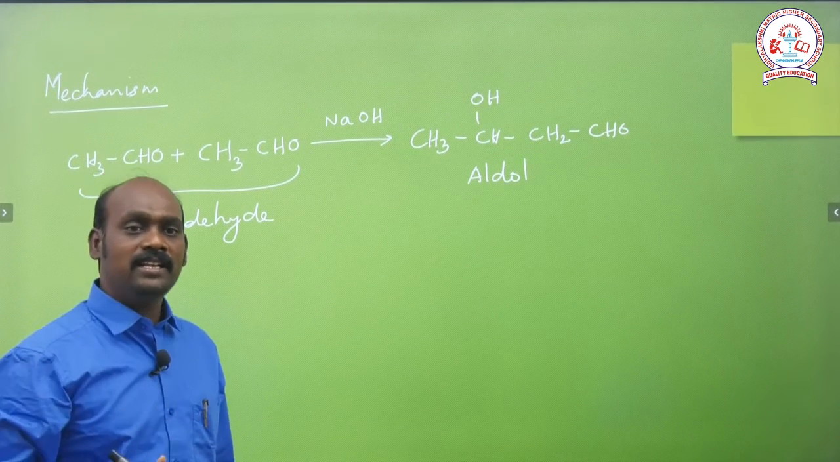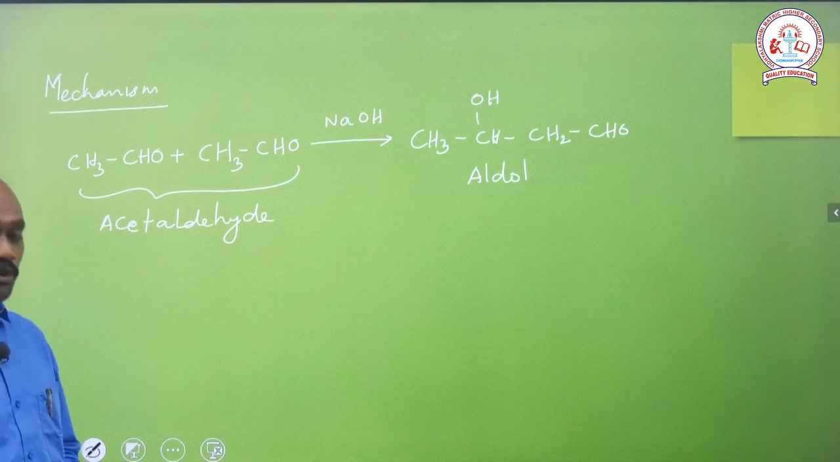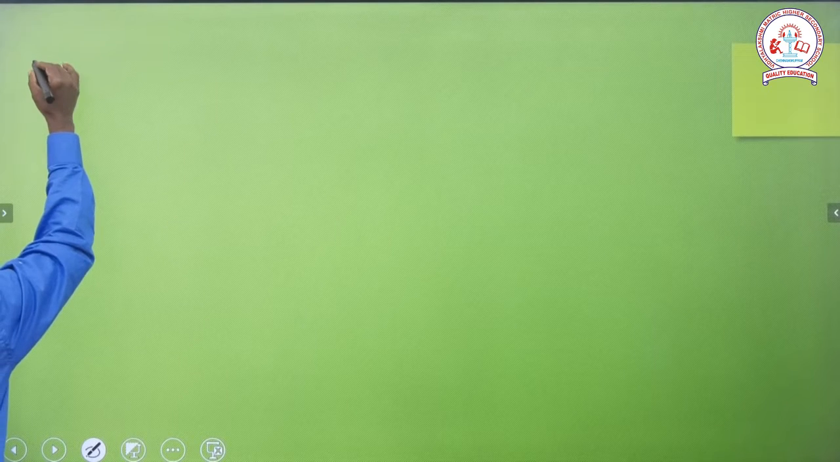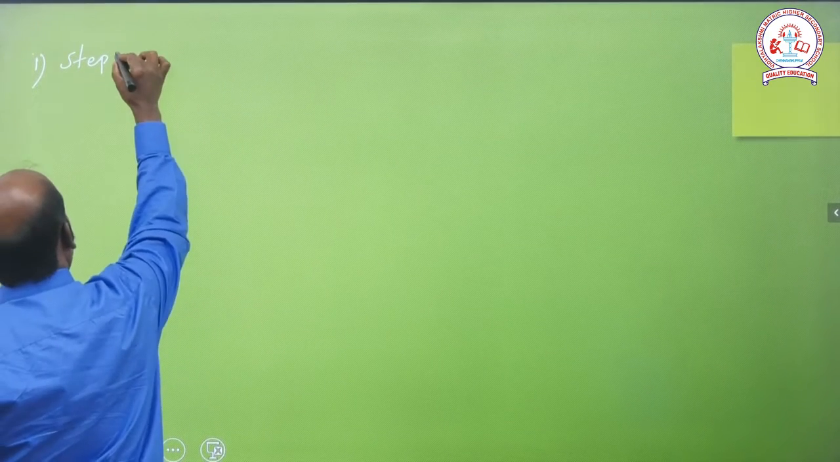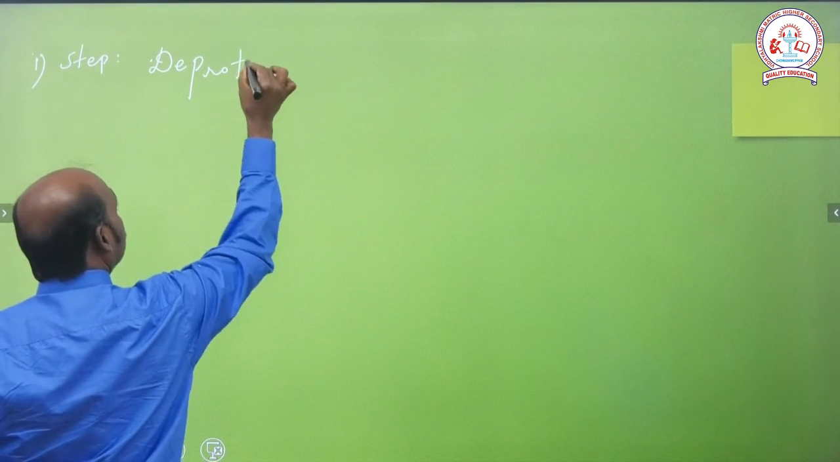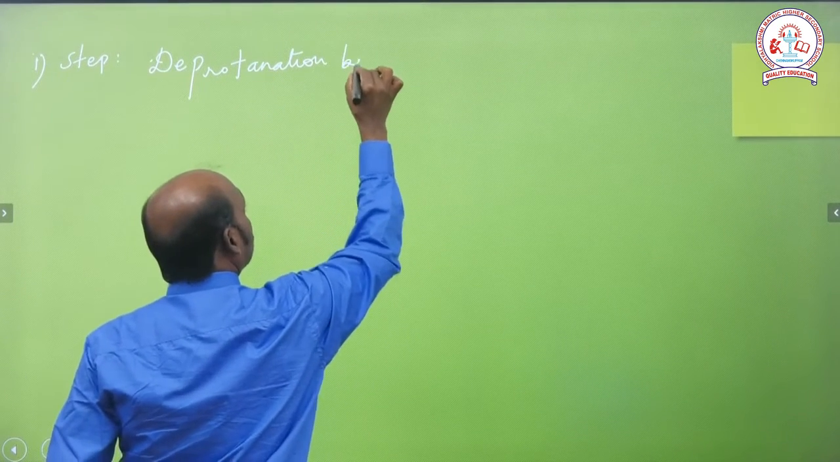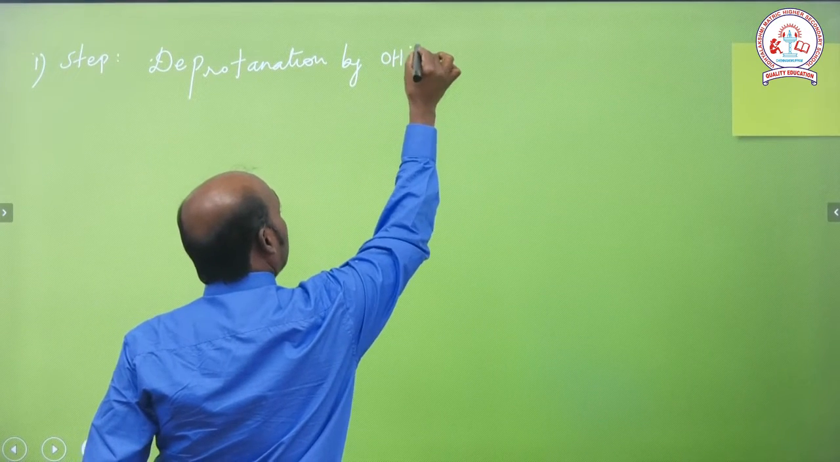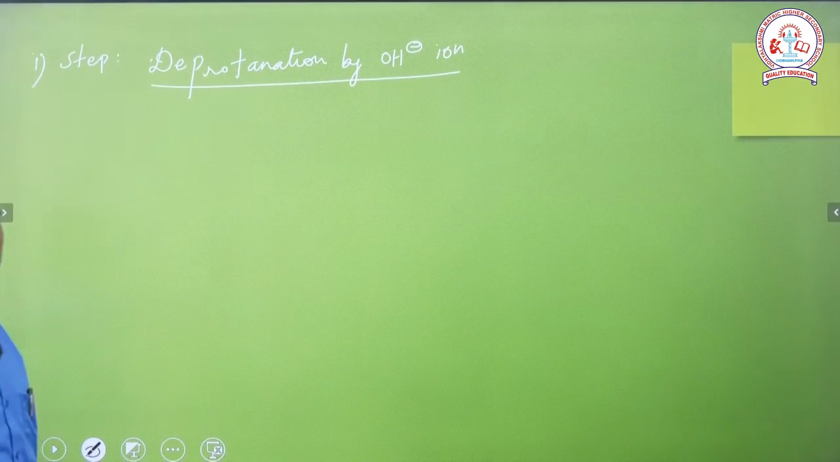Okay. Now let us write the mechanism for this reaction. What is the first step? The first step is deprotonation by OH minus ion, the hydroxyl ion. This is the first step, deprotonation by OH minus ion.